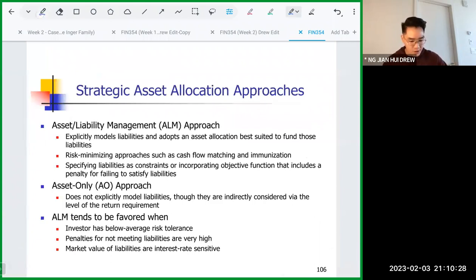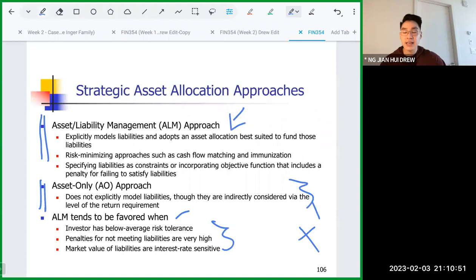Again, we bring up the same concepts. We have the asset management approach, and the asset liability management approach, which again talks about hedging of liabilities. We have the asset-only approach. This is a very old concept. Nowadays, we don't use the asset-only approach anymore. We need to take liabilities into account as well, because it tends to be favored, since we need to manage the volatility of our investors' liability, right?